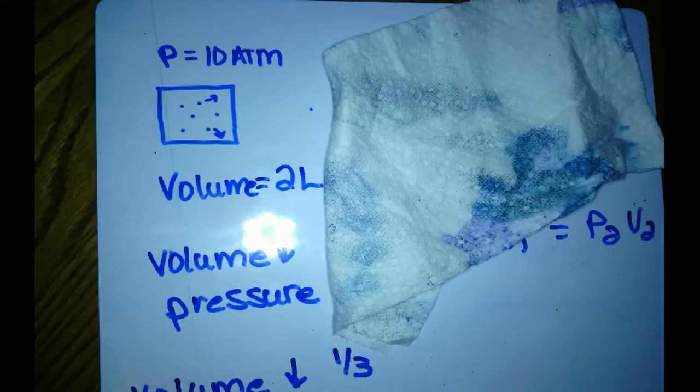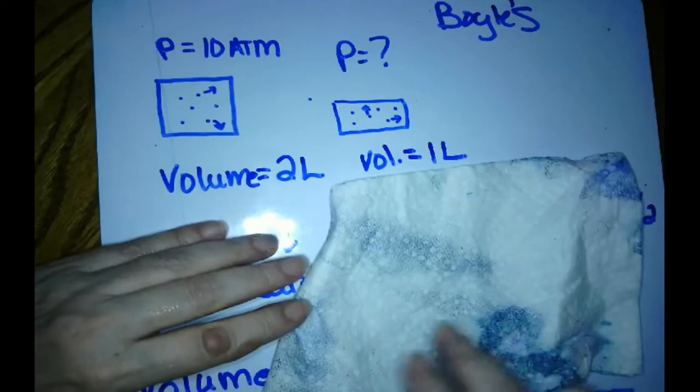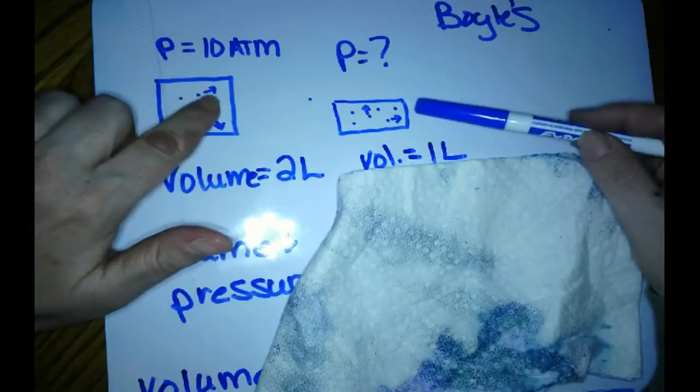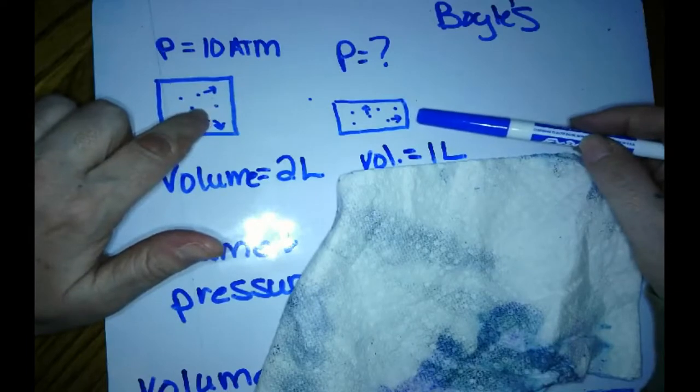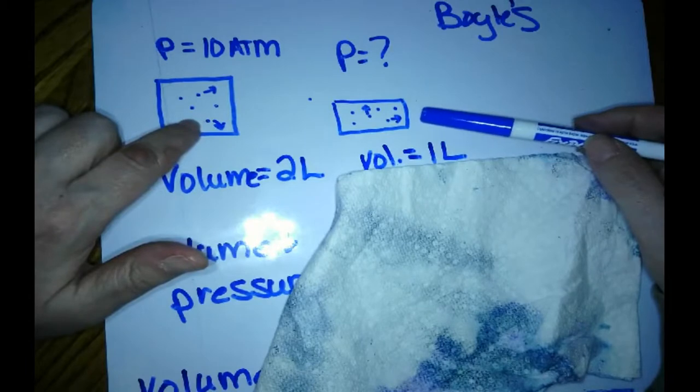Okay, so pause your video now and draw away. Let's see what you get. Okay, so hopefully you drew your volume at 1 liter, which is half the volume. Notice my arrows are the same size because we have the same temperature. They have the same kinetic energy. They're moving at the same speed.